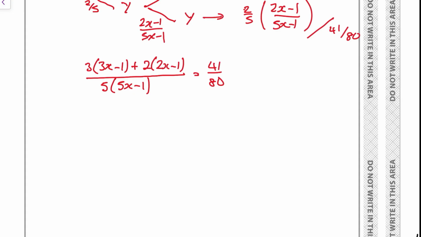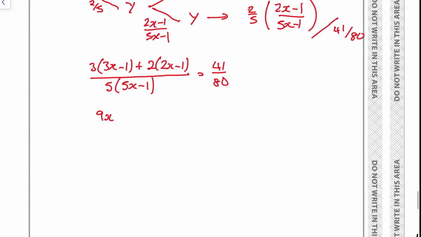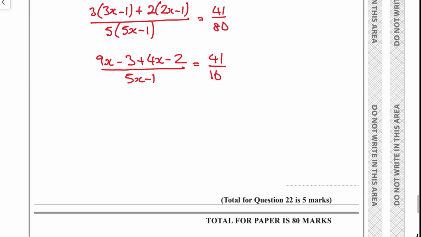Let's now try and tidy this up a bit. And I don't have a huge amount of space, but let's try anyway. So the top's easy. I've got 9x minus 3 plus 4x minus 2, all over 5x minus 1, is equal to 41. Now, where's the 5 gone? I'm going to multiply both sides by 5. So 80 divided by 5 is 16, which means I've at least made it a little bit easier.